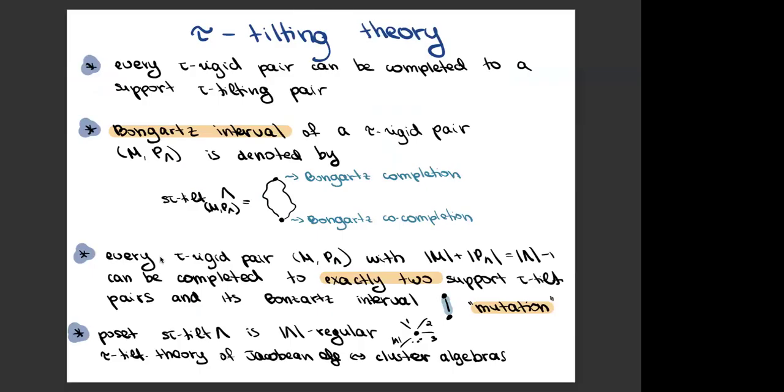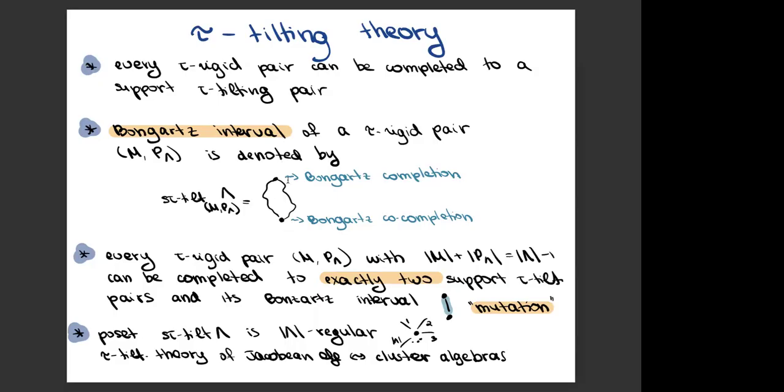Okay, one more slide with some notation and definitions that we need. Last one is that, similarly to what was happening in the classical tilting story, we also have the notion of completion. Every tau rigid pair, tau rigid meaning it does not necessarily have maximal size, can be completed to a support tau tilting pair. And we call the interval of all support tau tilting pairs that contain this tau rigid pair M comma P lambda the Bongartz interval.